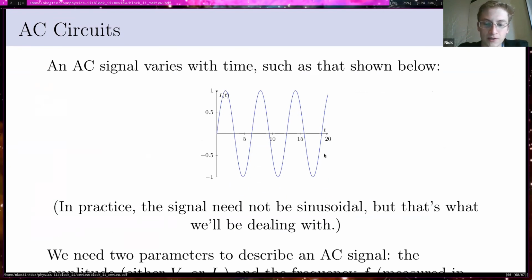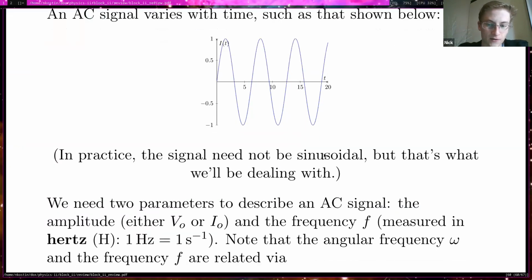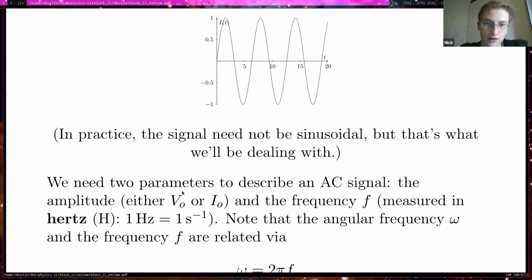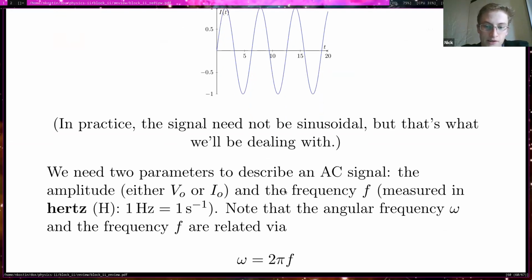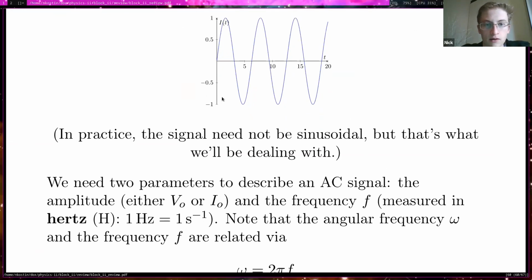But what that means is we need two parameters to describe an AC signal. We need its amplitude, and that can be either V naught or I naught, whether you're talking about voltage or current. And we need to know the frequency. The frequency is measured in hertz, where 1 hertz is 1/second. So if something happens at a frequency of 1 hertz, it happens once per second.